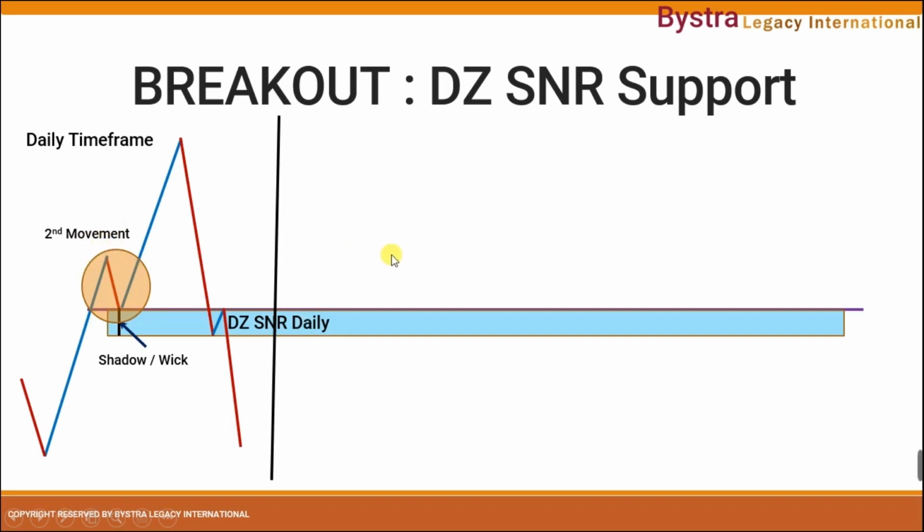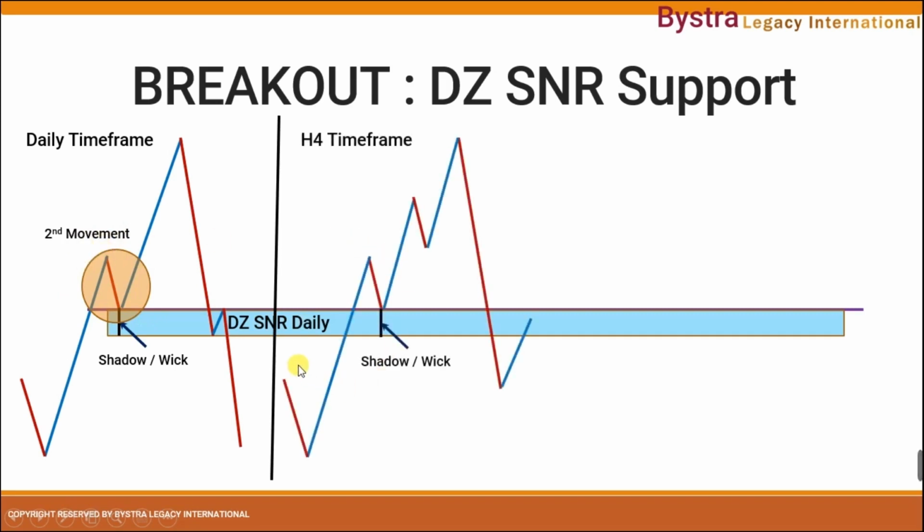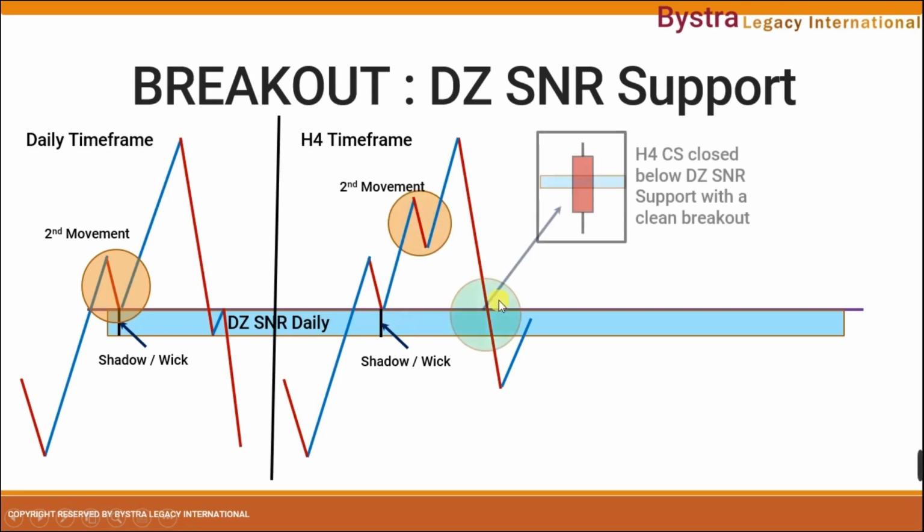When we go to the H4 time frame, this is how it looks at the H4. It will be the same, this is the support, okay, and then this will be the wick. So price will do a zigzag here. This will be the second movement of the H4 time frame. Now the breakout happens. Normally when the breakout happens in this area, it will be the H4 time frame, not the H1, not the M30. So guys, please be aware of this, okay?